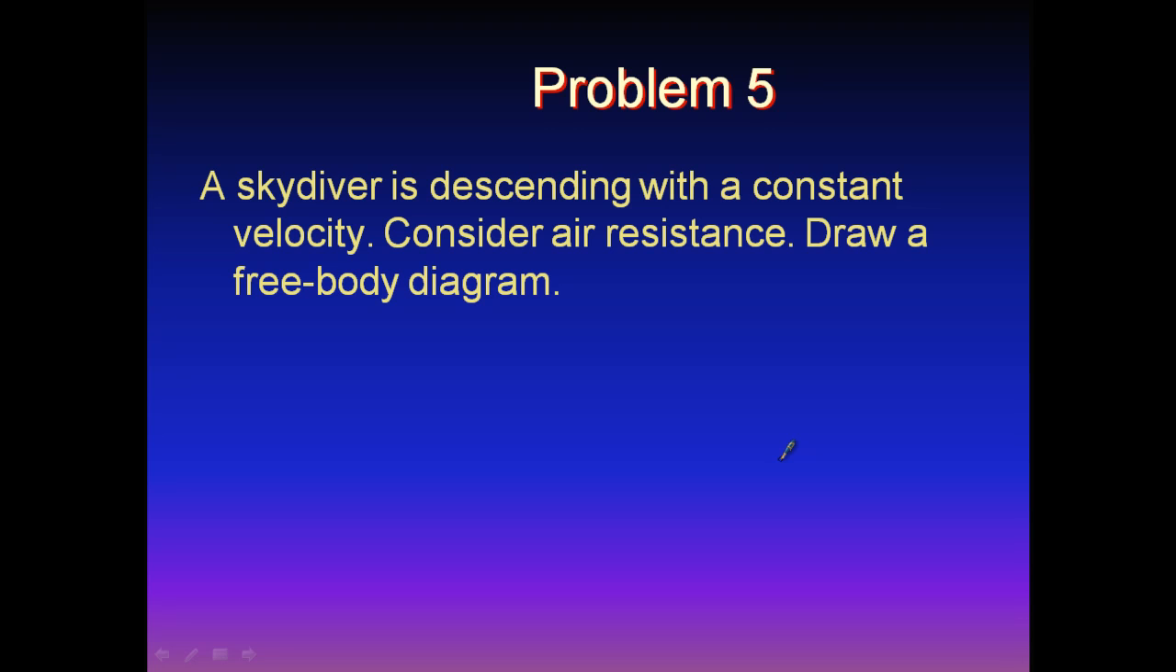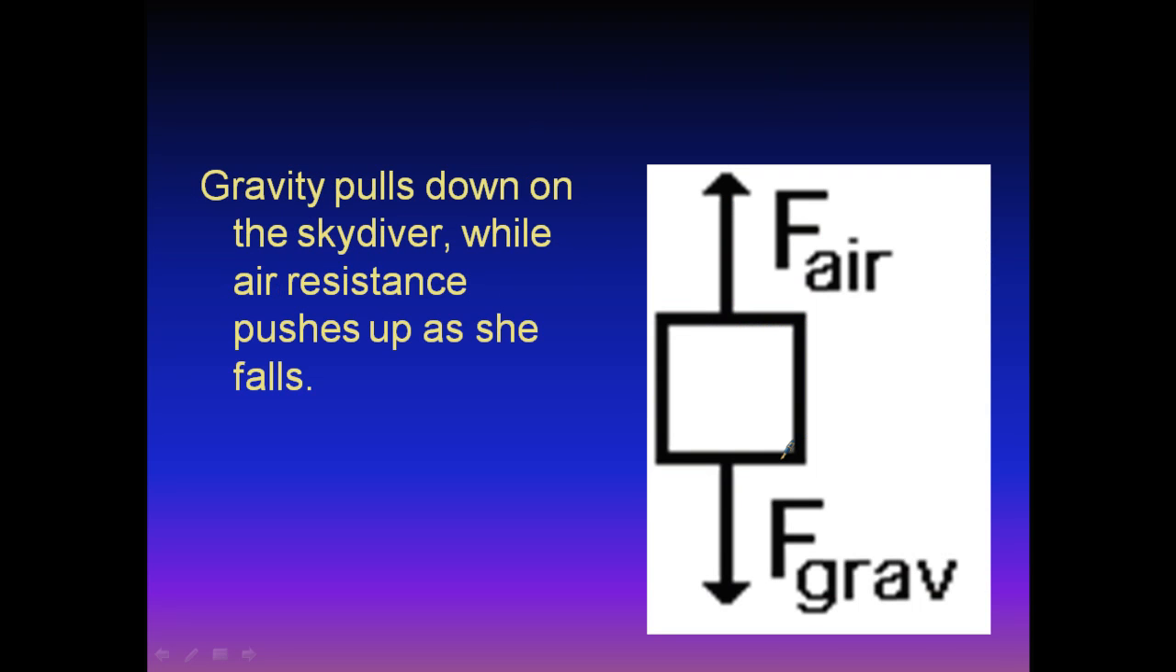A skydiver is descending with a constant velocity. We're going to consider air resistance. Draw a free body diagram for this. So gravity pulls down the skydiver while air resistance pushes up as she falls. So the air resistance and the gravity, the weight, are equal to each other in this case.